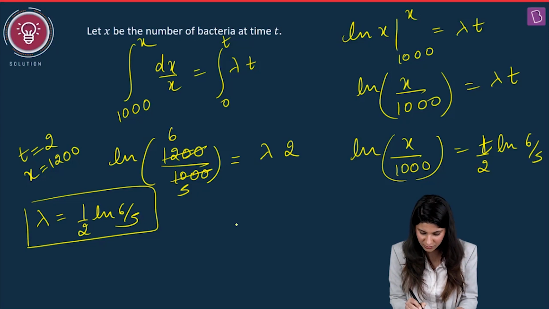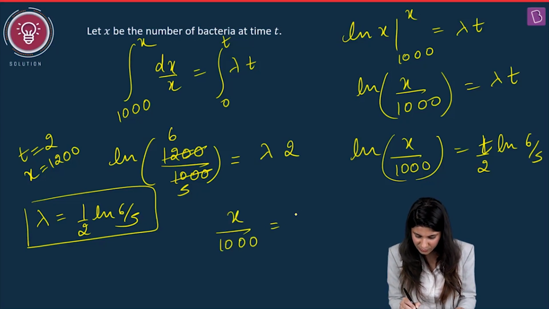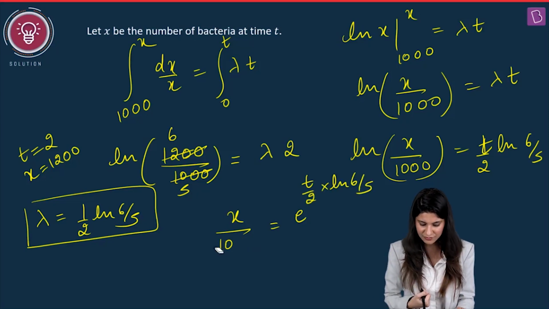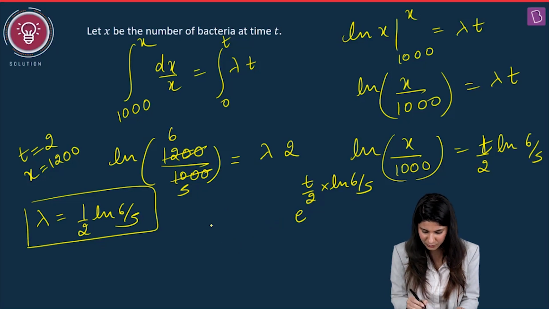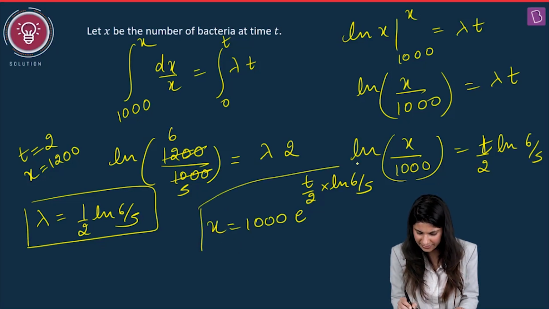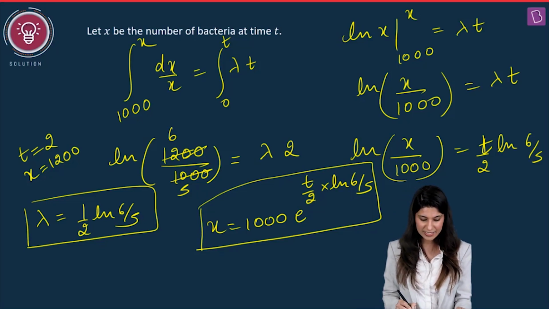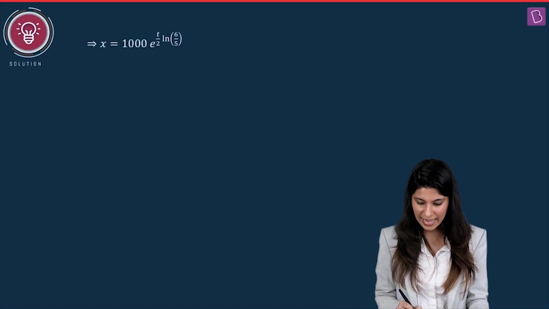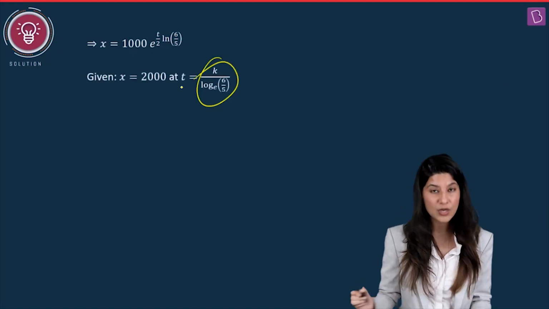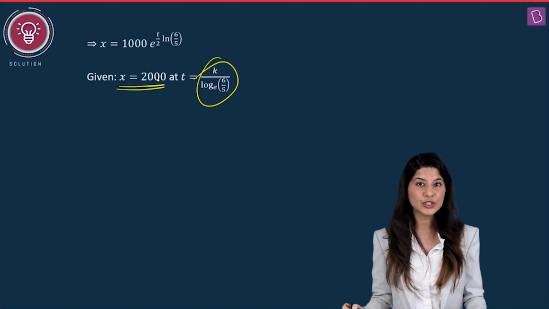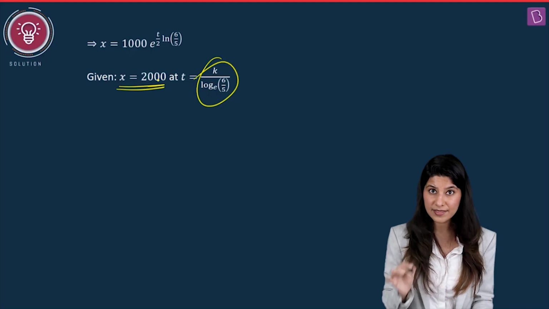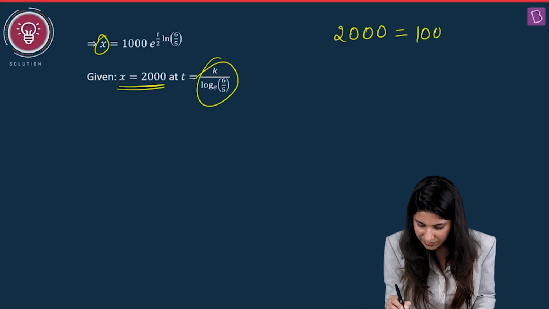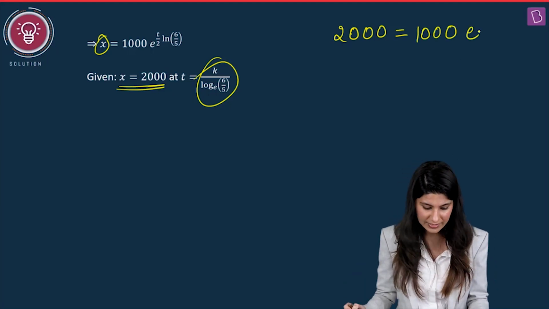Let's take the anti-log. So we have x by 1000 equals e raised to the power t by 2 multiplied by ln 6 by 5. Let's shift 1000 to the right-hand side. So we have x equals 1000 multiplied by e raised to the power t by 2 ln 6 by 5, just like this. Now, in the question, it is given that at t equals k by log 6 by 5, we have bacteria count 2000. Let's put in the value to get the value of k. So x is 2000, which equals 1000 e raised to the power t by 2 ln 6 by 5.